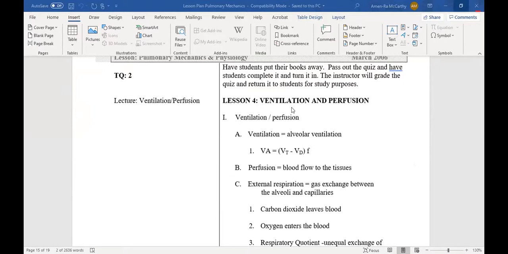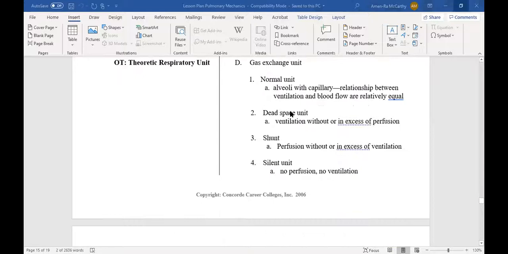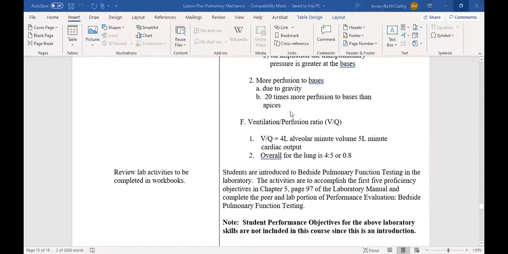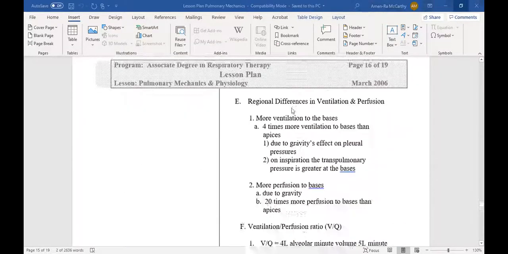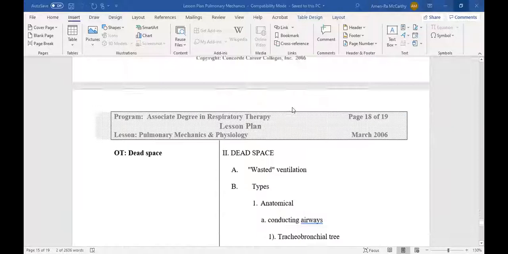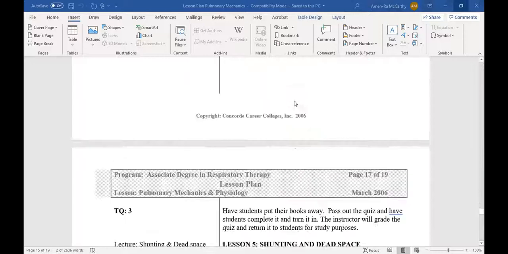For Monday, when you come in, we're going to talk about ventilation and perfusion, that VQ mismatch that we kind of hinted at, but we're going to really talk about what our different units are. What is a shunt? What is dead space? Over this weekend, you need to be studying what you've already learned. The only thing left is the regional differences in ventilation and perfusion, and shunting and dead space. We'll knock those out on Monday.